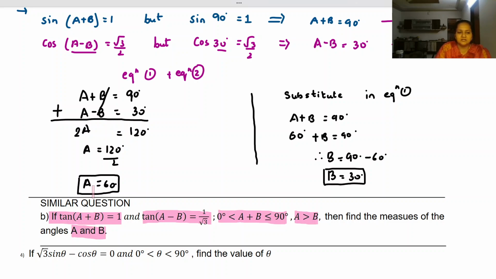Exactly similar. The previous question that we did was the same similar question with sine, and now we have with tan. So if you've understood the previous question, you'll be able to do this one. Okay, that's for you to practice. I hope you all have taken down the question.